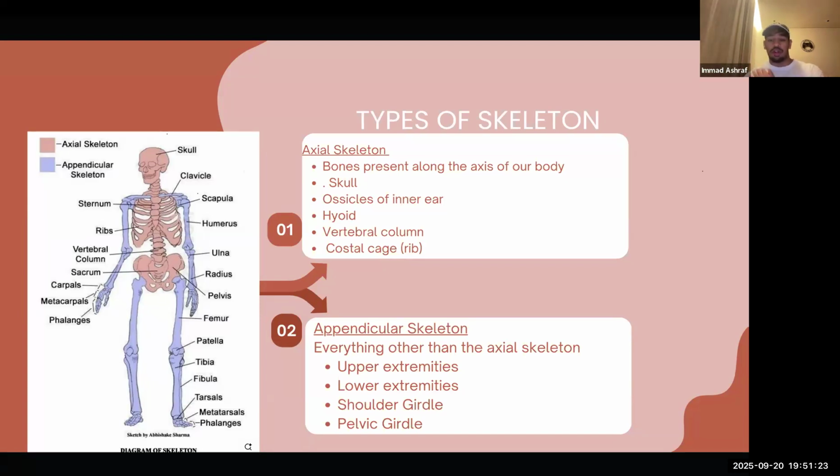So your upper extremities, your arms and your hands, your lower extremities, which means your hip, your leg, your feet, everything. And then your shoulder girdle. What's the shoulder girdle? The shoulder girdle is what connects the appendicular skeleton to your axial skeleton. So this shoulder girdle connects the rest of my upper limb to the axial skeleton. And then the pelvic girdle does that for your lower limb. It connects the lower limb to the axial skeleton. I hope that's clear.